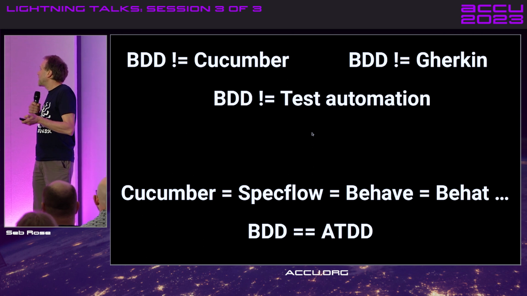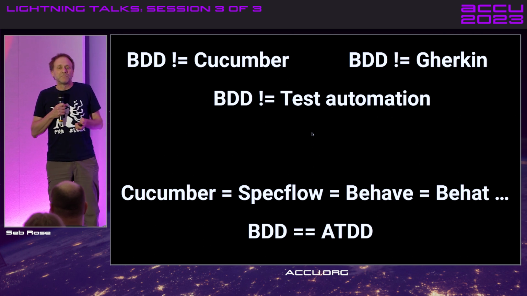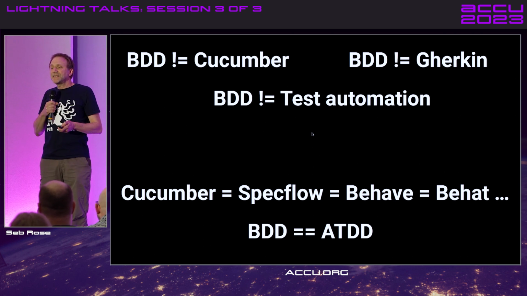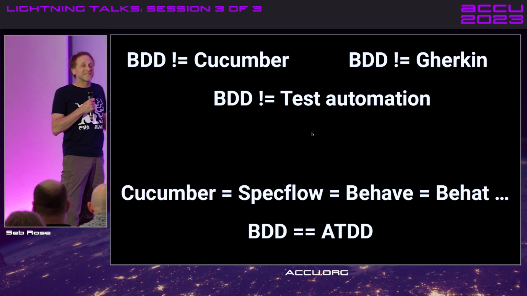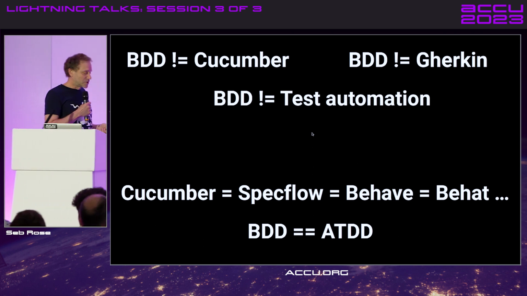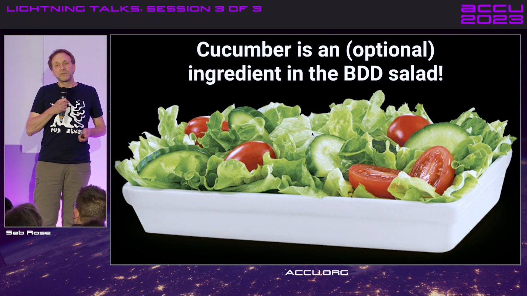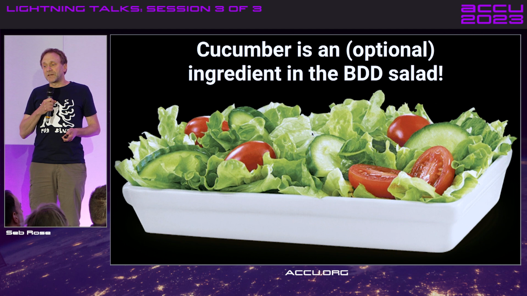Cucumber, SpecFlow, Behave, Behat, they are all things that understand Gherkin. BDD at the end is the same as ATDD, which is the American version called Acceptance Test-Driven Development, just to confuse matters. And then finally, Cucumber is an optional ingredient in the BDD salad. Thank you.